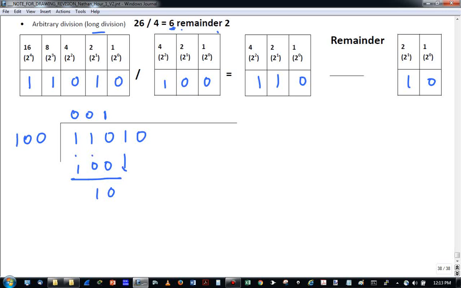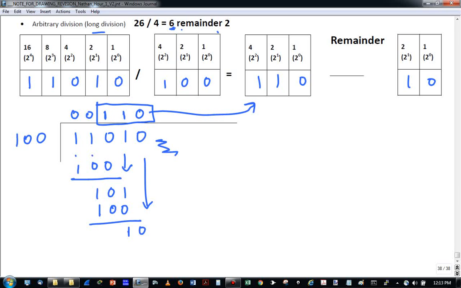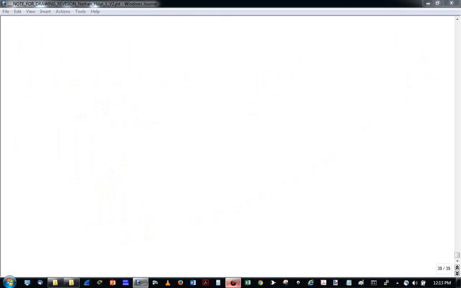We grab the next one, 101. Does 4 fit into 5? The answer is yes. How many times? Once. Okay, what's left? 1. We drag the next one down. Okay, 2. There's nothing left over here to work with, so does 4 fit into 2? The answer is no. And so what we've got here is the answer is 6, and the remainder is 2. And that's the end of this section.